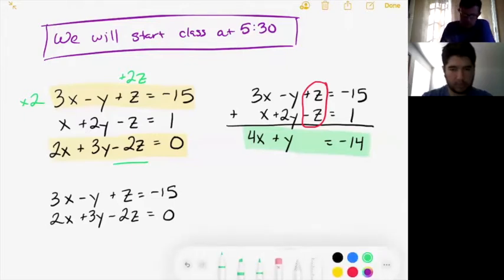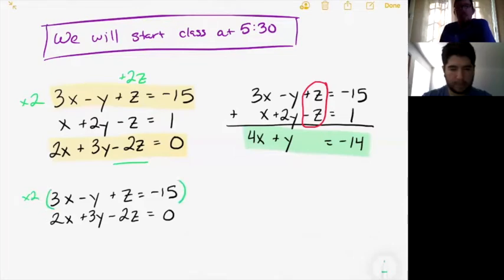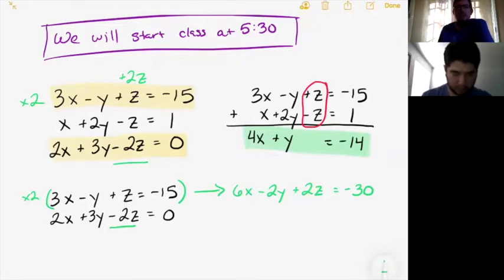We said, hey, if you multiply the first one by 2, that will turn the plus z into plus 2z, which will eliminate with the minus 2z. So I'm going to multiply everything in this top equation by 2. That gives me 6x minus 2y plus 2z equals negative 30. Give you just a second to write that down because I did that kind of quick.